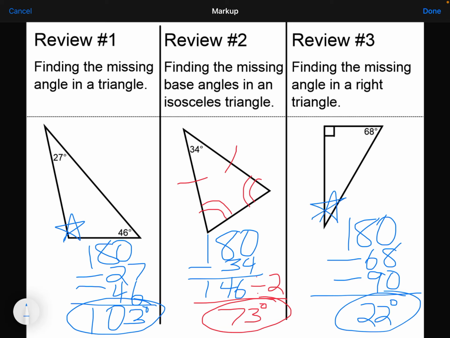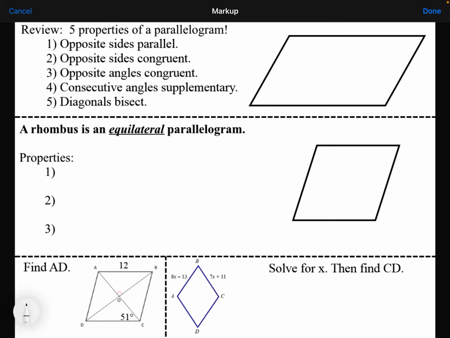Okay, we're going to be doing this math. We're going to be subtracting from 180, including with right triangles. We're going to have to know this fact about isosceles triangles. But let's go back and now review what we did yesterday about rhombuses and parallelograms, because the first thing is, remember that a rhombus is a type of parallelogram.